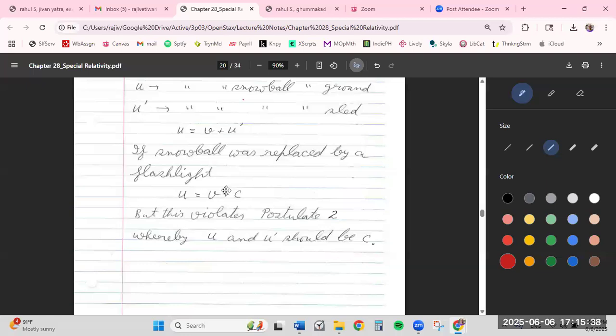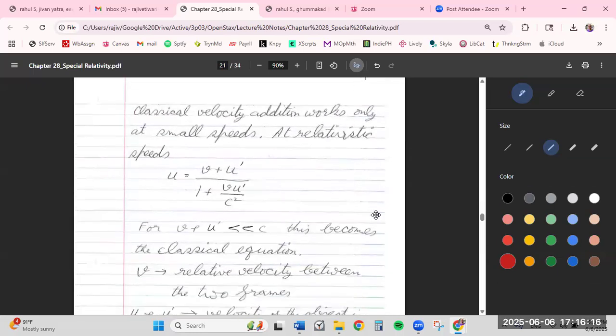And that violates the second postulate of relativity, whereby both u and u prime should be equal to c, because the speed of light does not change depending on where you're measuring it from. So clearly this equation for addition of velocities is inadequate when it comes to relativistic speeds. It gives us wrong results.